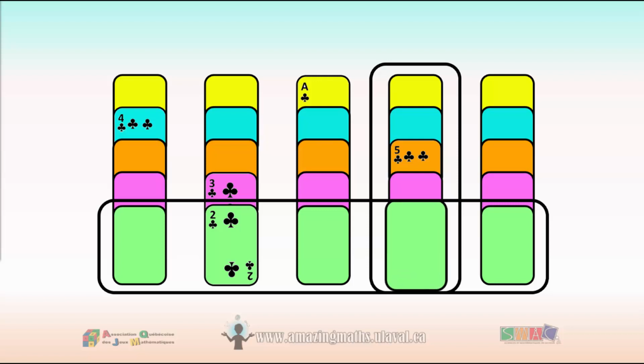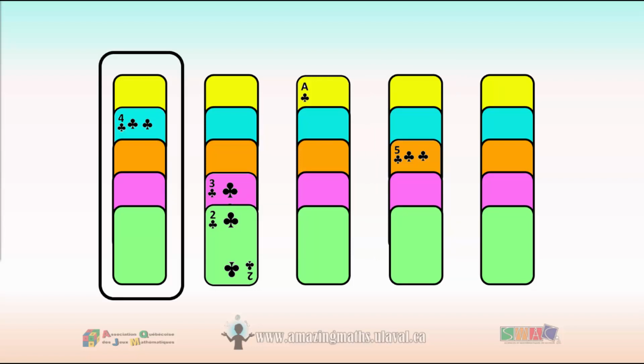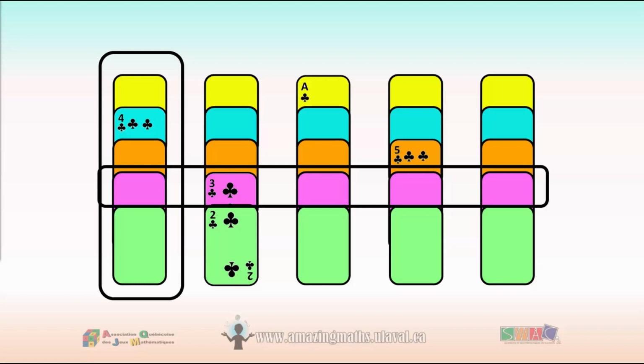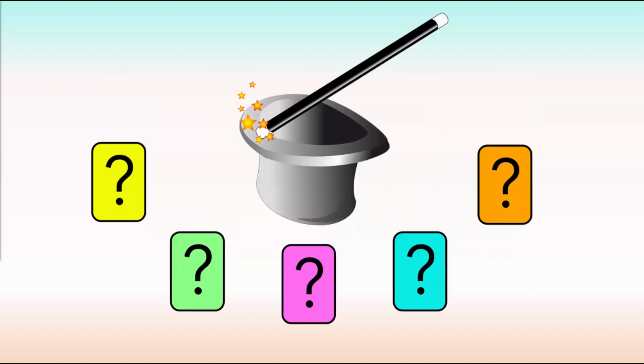Now it's your turn to be the magician. What would be the spectator's 3rd card if I told you it is now in this column? Since we know that the card we are looking for is now in the same row as the 3 of clubs, and that it's also in the 1st column, we know it is this one. You've got the trick? Well, now it's your turn.